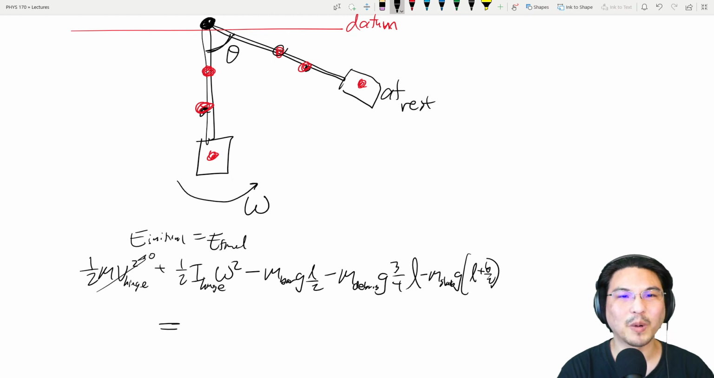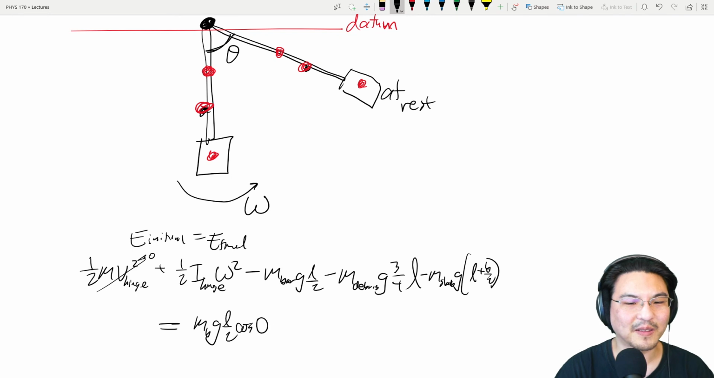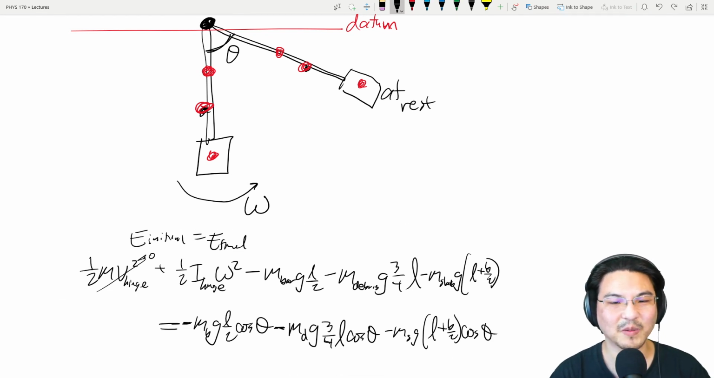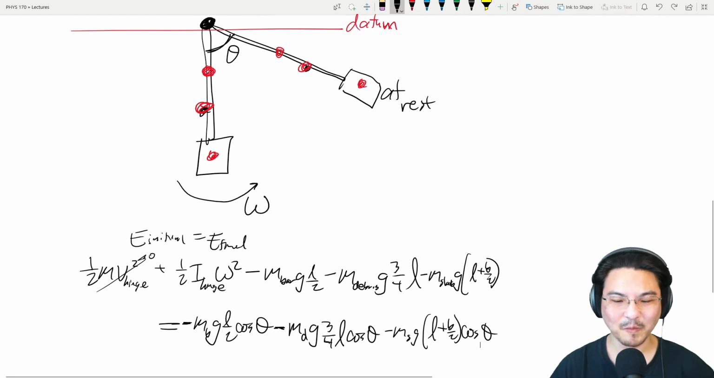So for the bar right here, m g L over 2, and then how far is this? That's opposite the angle, cosine theta. The debris, this should be a minus. Debris, 3/4 L cosine theta, and then for the slab, L plus b over 2 cosine theta. And there we go. There would be only one unknown left, which is the angle.